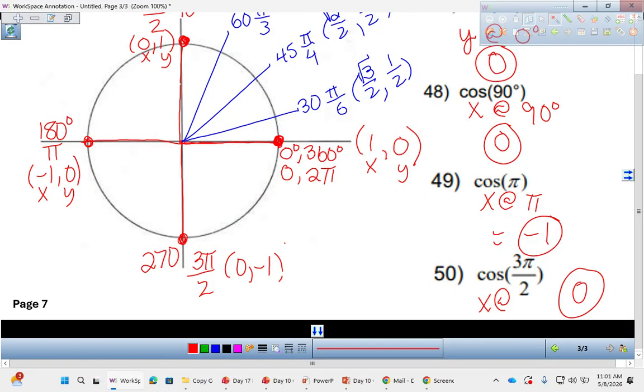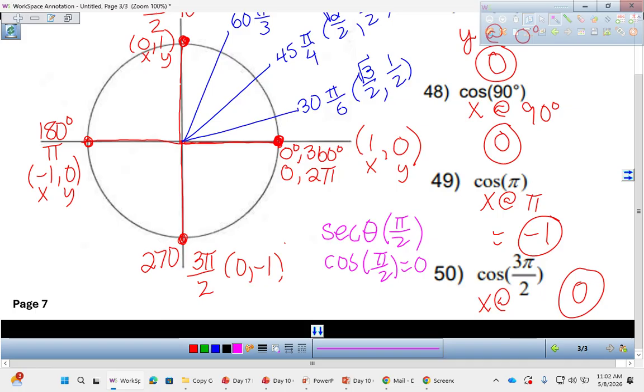Let's try another one with this. You don't have to write it down, but what if I said find the secant theta at pi over 2? What would I do? Secant goes with cosine. So I'm asking you first to find the cosine of pi over 2, right? So what's the cosine of pi over 2? 0. All right. And then I'd want to flip it, right?